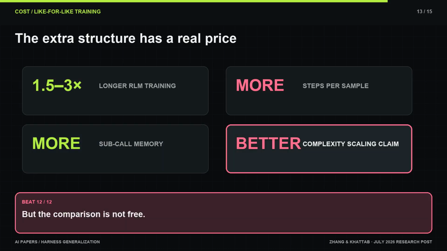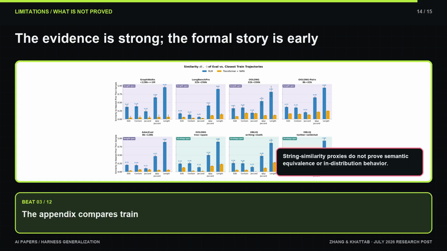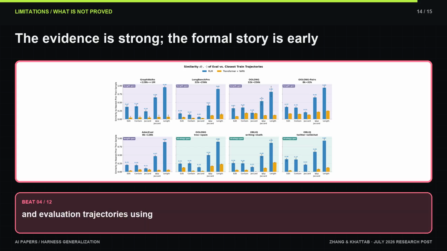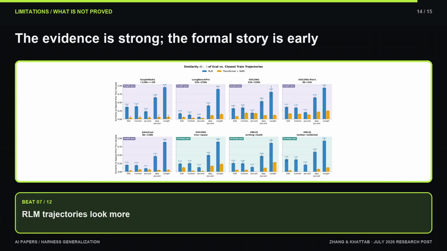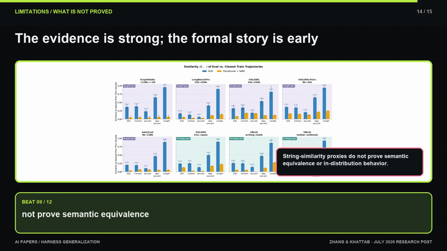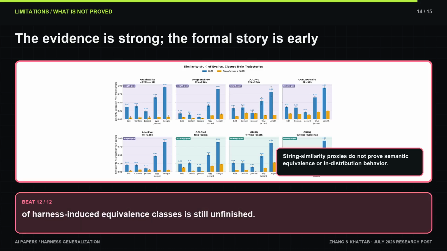But the comparison is not free. Locally in distribution is an intuition, not a quantity the experiments measure directly. The appendix compares train and evaluation trajectories using edit distance and n-gram overlap. Those proxies show that RLM trajectories look more similar, but they do not prove semantic equivalence or bound the model's output distribution. The results support the mechanism. The formal theory of harness-induced equivalence classes is still unfinished.